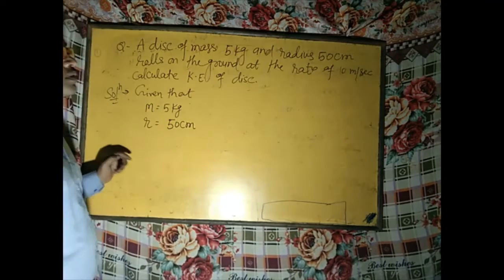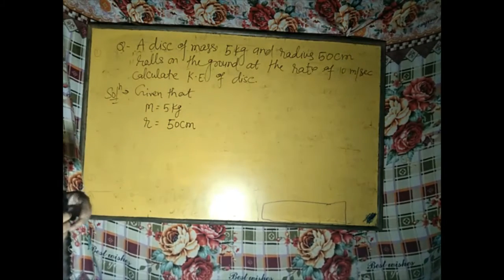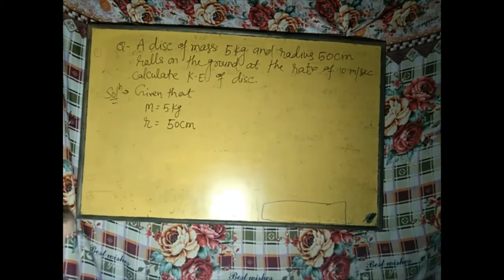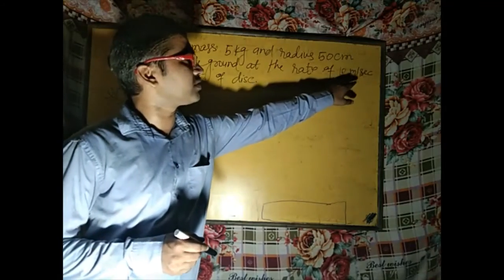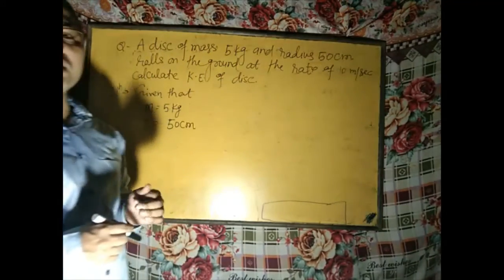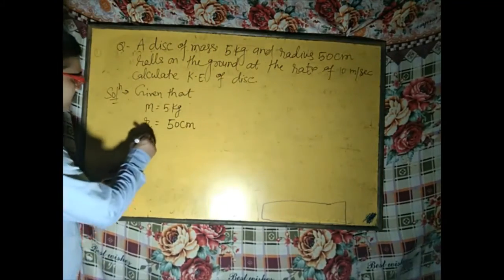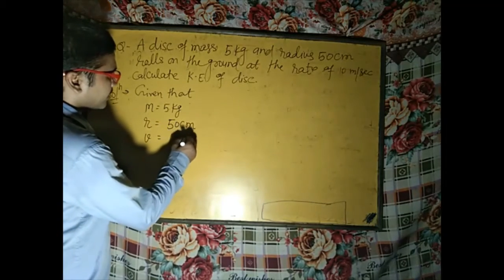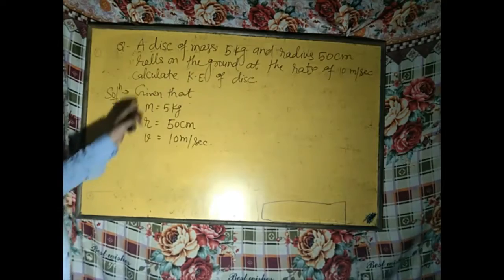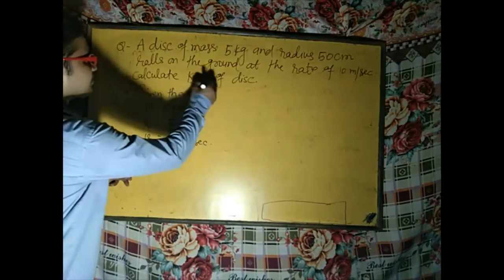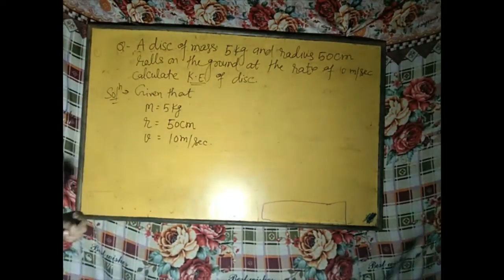Then the velocity, you can see, rolls on the ground at a rate of 10 meter per second. You can see the unit is meter per second. It means linear velocity is given. So this one is 10 meter per second. Then calculate the kinetic energy of the disc. You have to find out the kinetic energy.